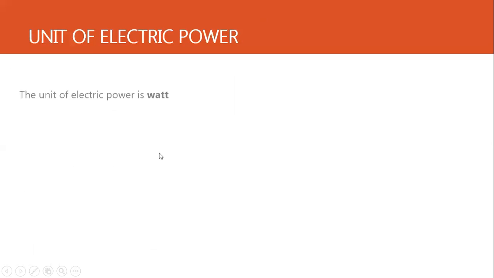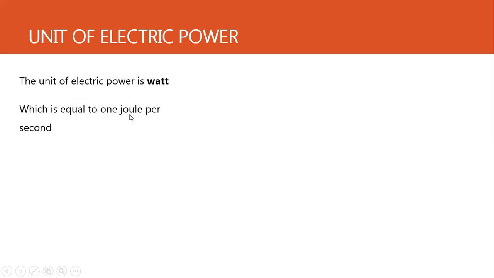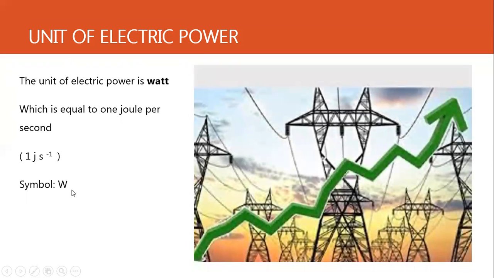The SI unit of electric power is the watt, which is equal to 1 joule per second, because the formula is W upon t, and the unit of W is joules and the unit of t is seconds. So the unit of electric power is joules per second. The symbol of watt is W.